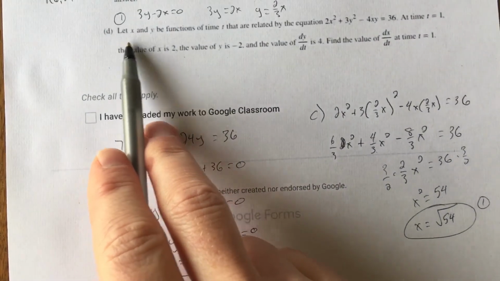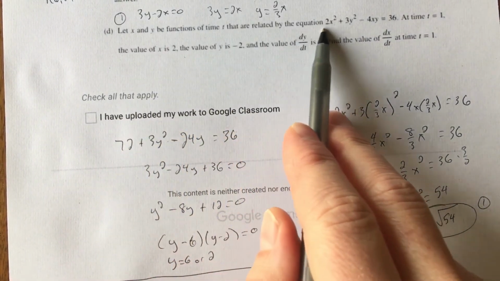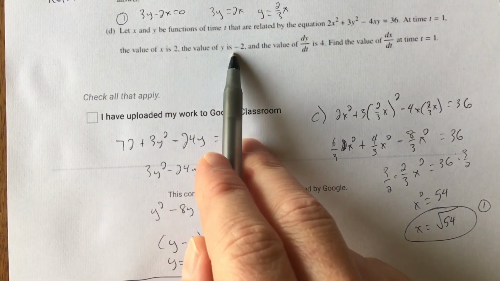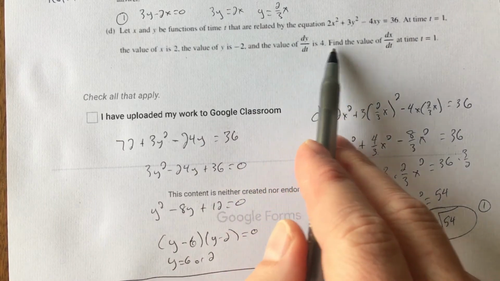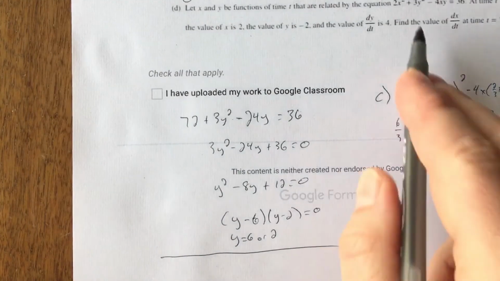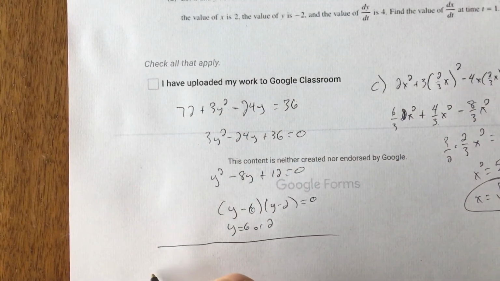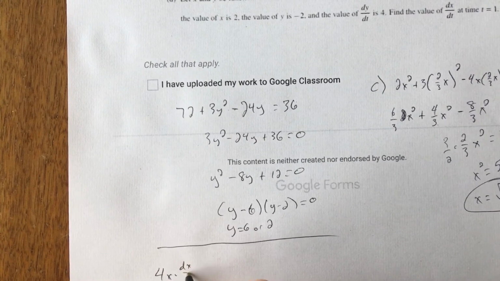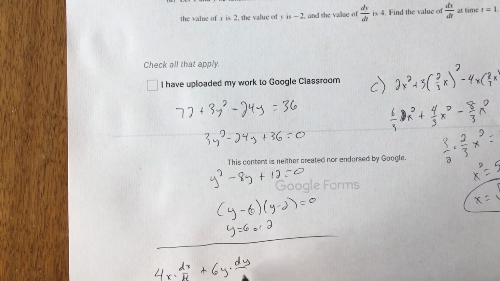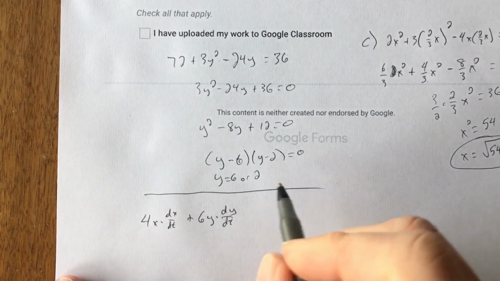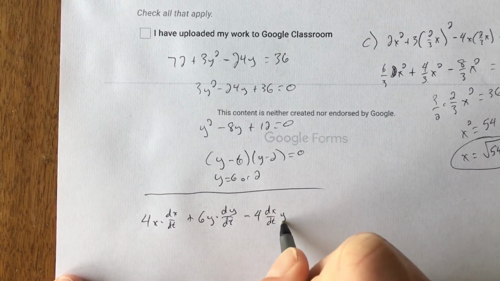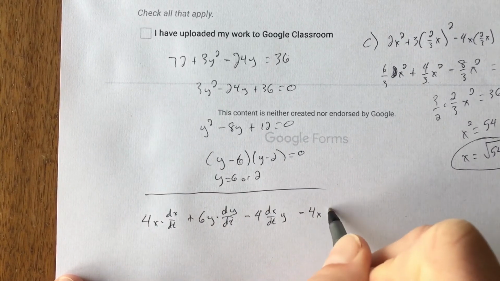So D says let x and y be the functions of time related to this equation. At time t equal 1, the value of x is 2 and y is -2. And dy/dt is 4. What's dx/dt? So now they want us to differentiate with respect to time. So if we kind of redo it, we're going to have 4x times dx/dt plus 6y times dy/dt. Okay. Then again, we got to do that same product rule here, being careful with that negative.